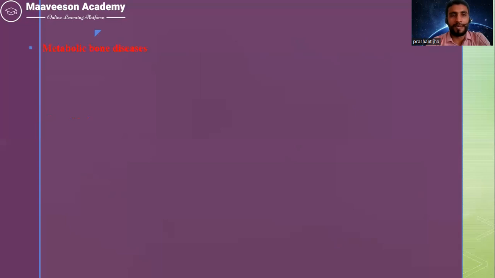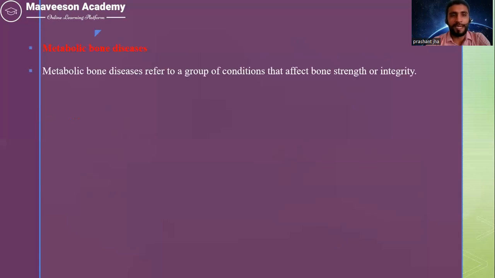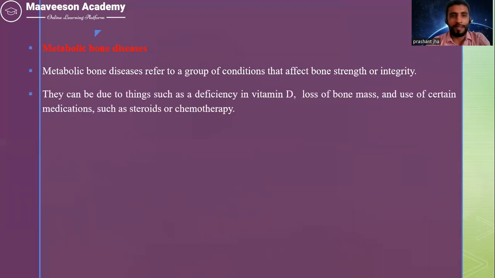And second is the metabolic bone disease. The metabolic bone disease refers to the group of conditions that affect bone strength or integrity. They can be due to things such as deficiency in vitamin D, loss of bone mass, and use of certain medication such as steroids or chemotherapy.